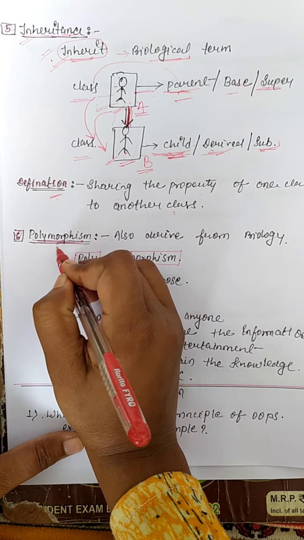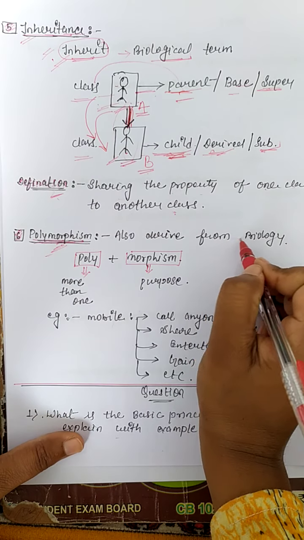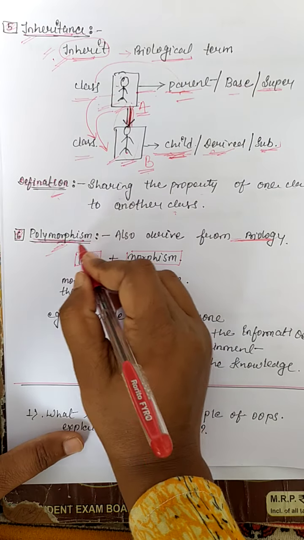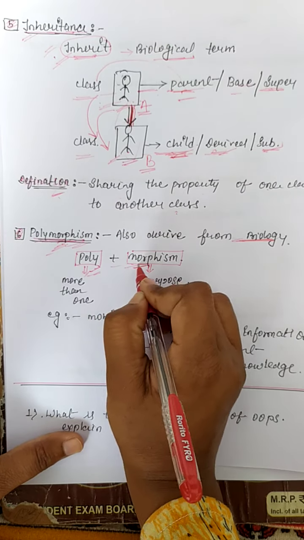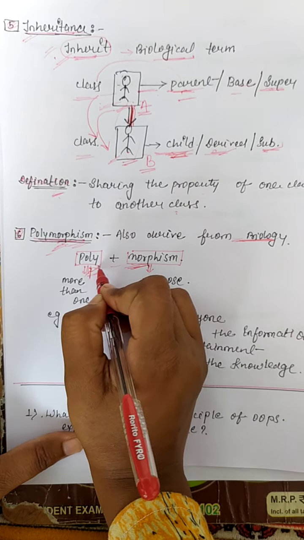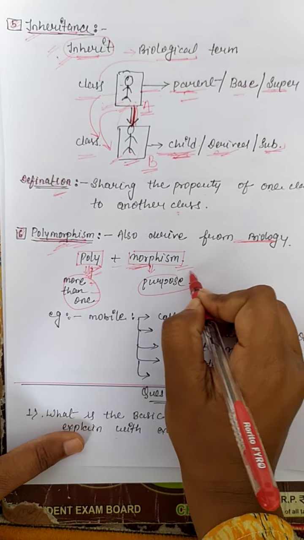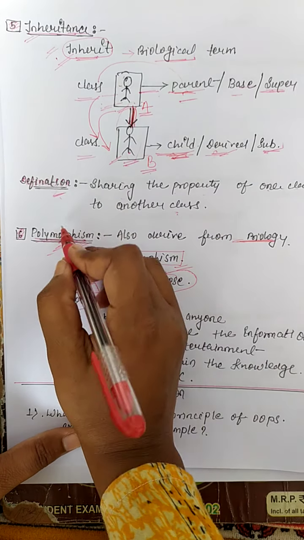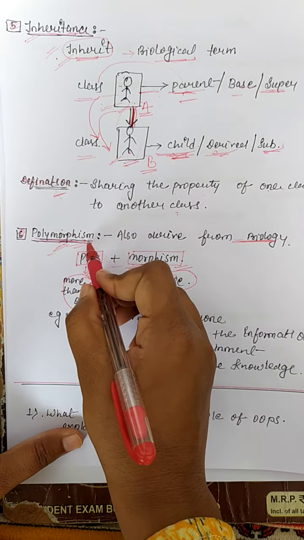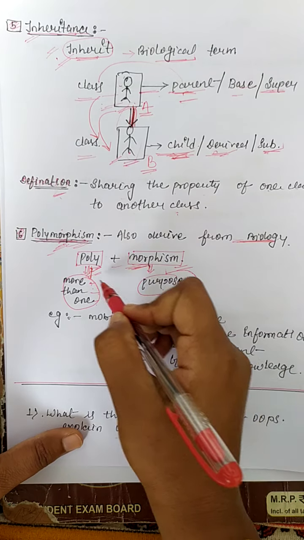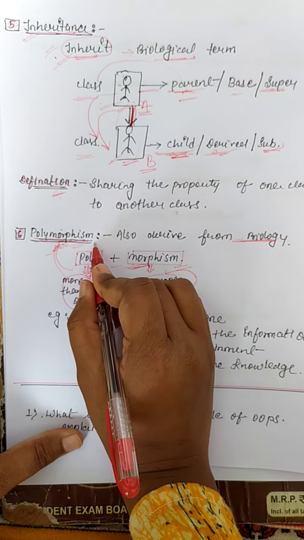Now the sixth one, the last of the basic principles of OOPS, is polymorphism. It is also derived from biology. Polymorphism is divided into two parts: poly plus morphism. What is the meaning of poly? Poly means more than one. Morphism means purpose. What is the definition? Polymorphism is used for more than one purpose. More than one purpose, that is called polymorphism.